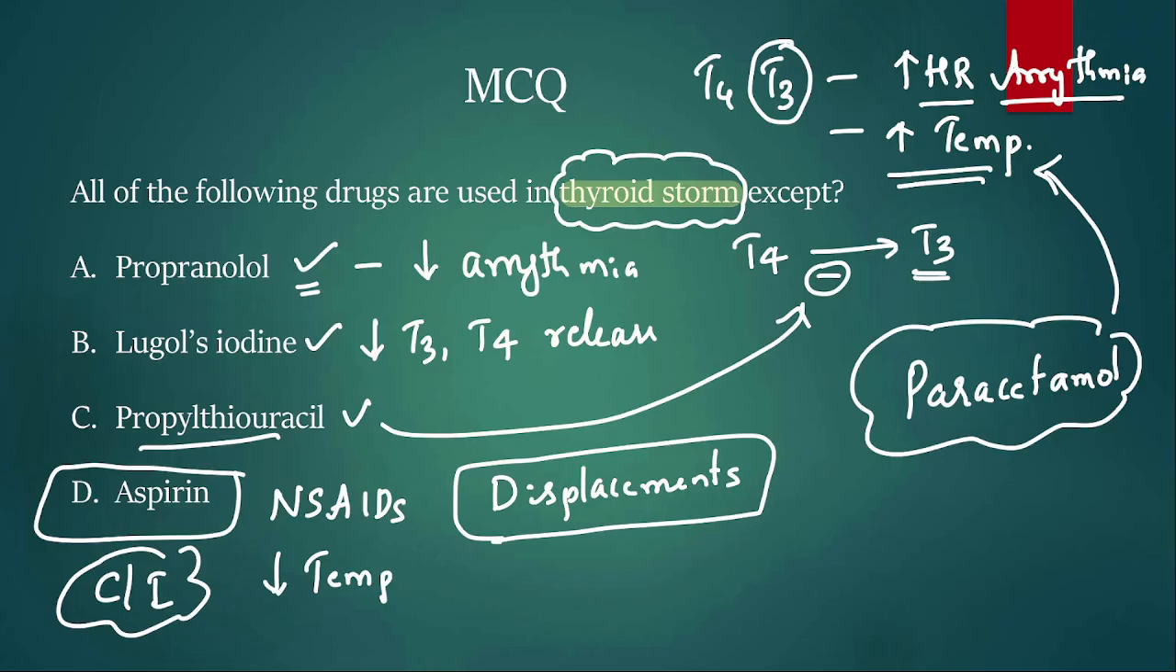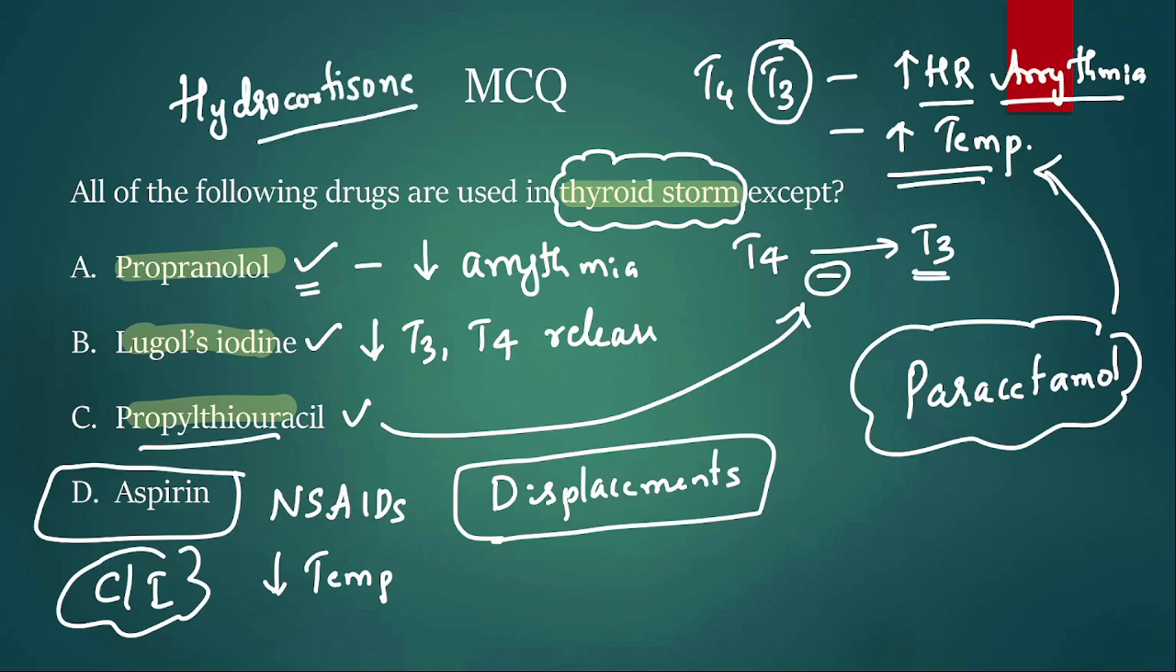So I told you 3 drugs for thyroid storm: propranolol, Lugol's iodine, propylthiouracil, and one more. Remember, we use steroids like hydrocortisone. Why hydrocortisone? They can overcome the stress which is seen during thyroid storm. Okay, so these are the 4 drugs.